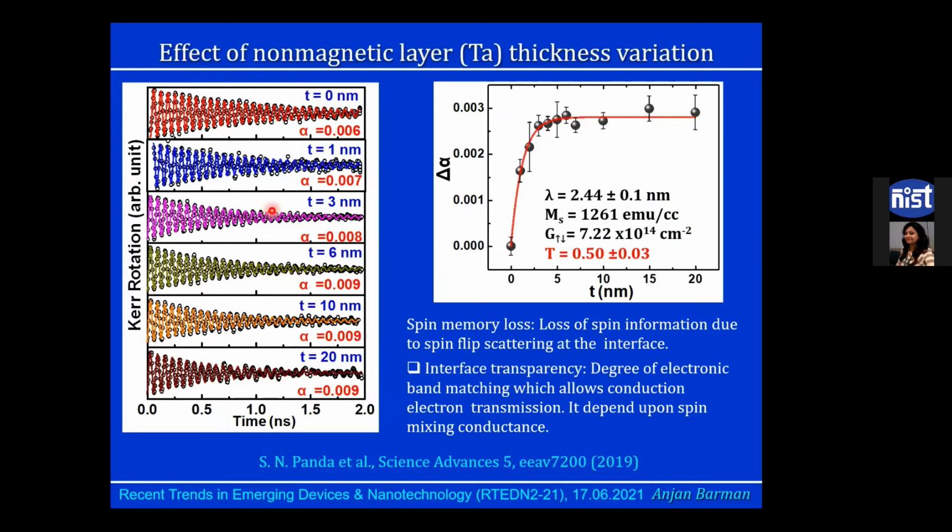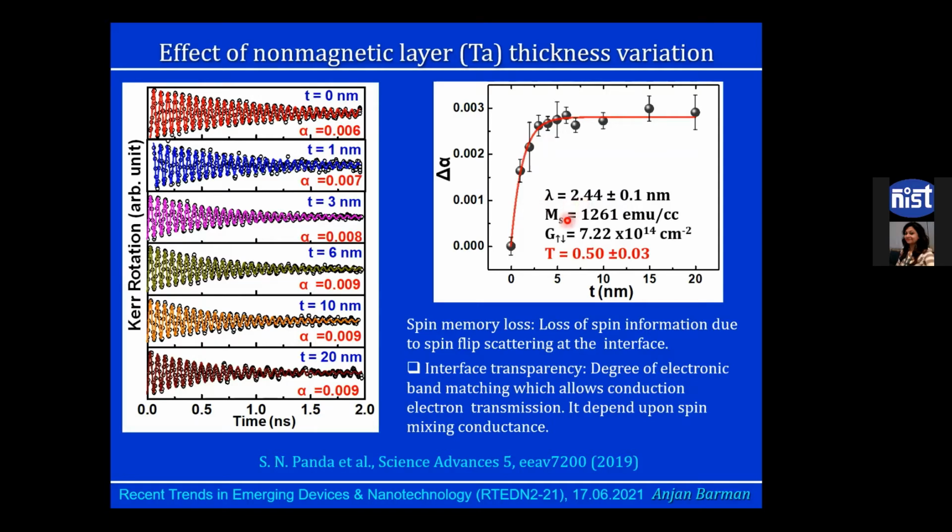And now we vary the non-magnetic layer thickness from T equals 0 to 20 nanometer, and also measure the damping. So here delta alpha is a function of T. If we do the modeling of that with the relevant expression, we can see that it increases fast and then saturates beyond that. So that is actually the spin diffusion length, but we can do a more precise estimation from the modeling. From here, we find the spin diffusion length to be about 2.44 nanometer.